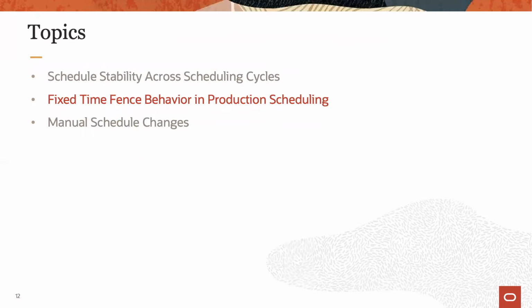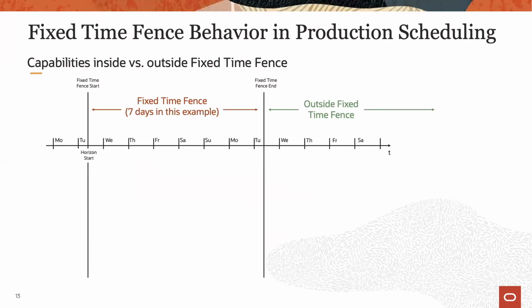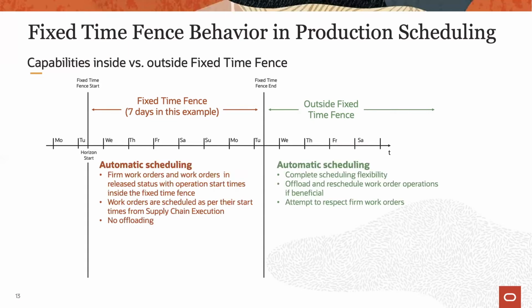Now in the next topic, we will discuss the different fixed time fence options that production scheduling enables. The fixed time fence in production scheduling is defined in the schedule options, and its consideration is as follows. Inside the fixed time fence, only firm work orders and work orders in released status will be scheduled. Automatic scheduling does not re-optimize in the fixed time fence. Instead, the work orders are scheduled as per their dates in execution.